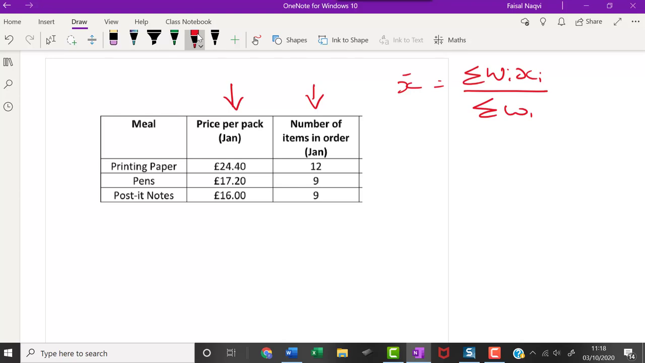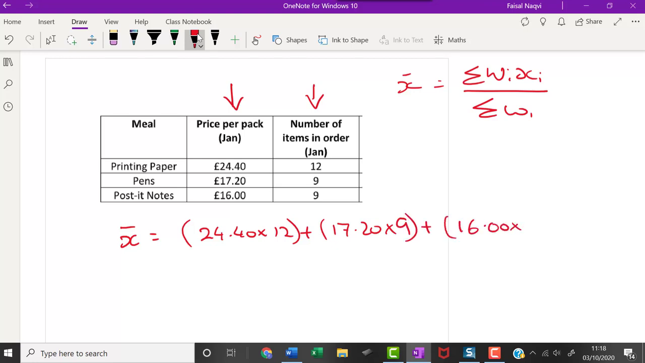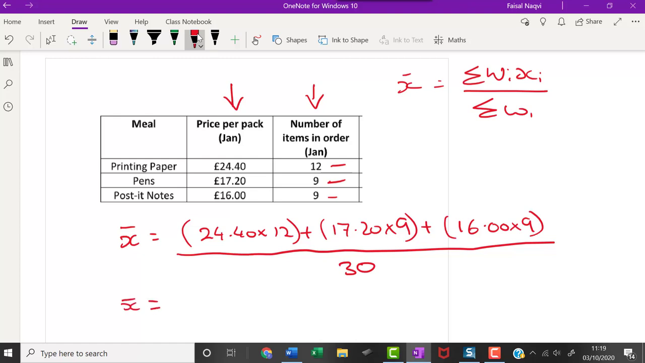So if I use this, my weighted mean is going to be the price of the paper, which is £24.40, times the weight, which is 12, plus the price of the pens, £17.20, times the weight, 9, plus the price of the post-it notes, £16, times the number bought, the weights, which is 9. And all that is divided by the total of all my weights, which is 12 plus 9 plus 9. And that totals 30. If I put those into the calculator, my weighted mean is £19.72.